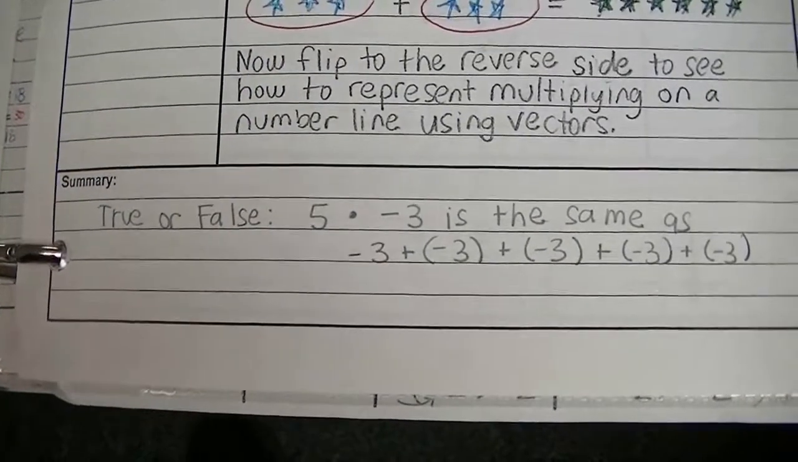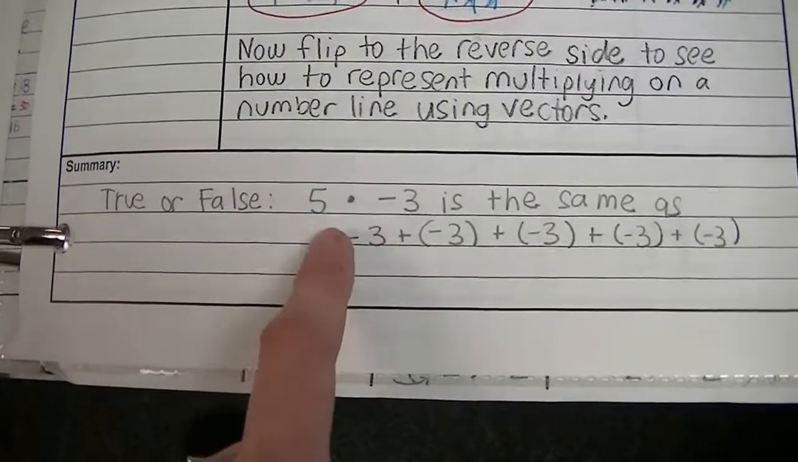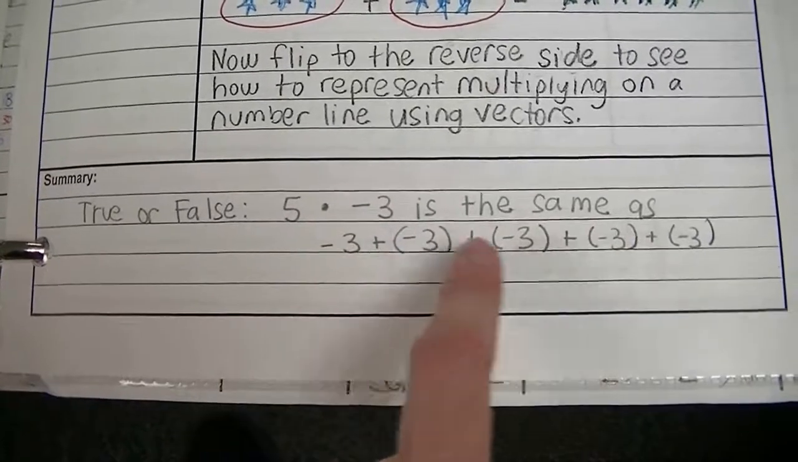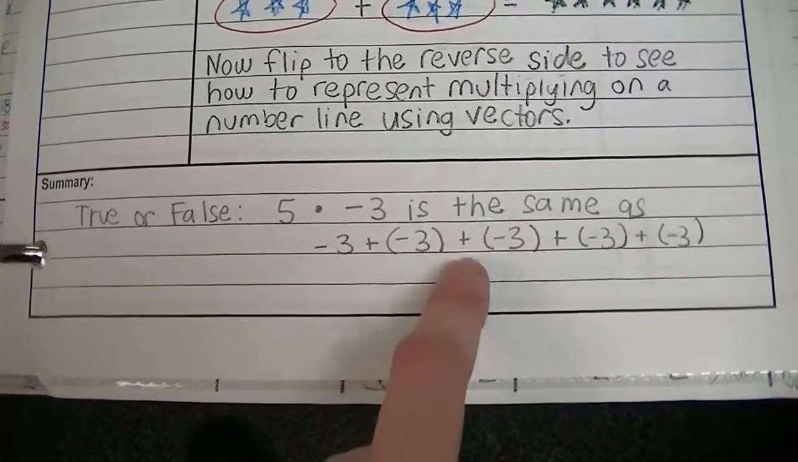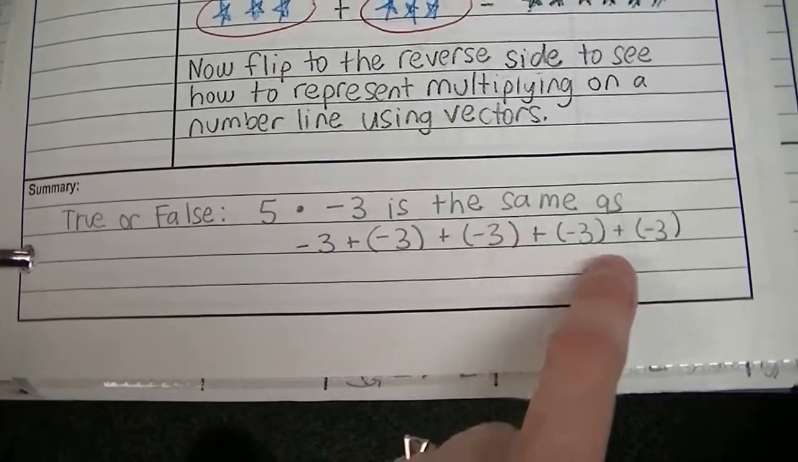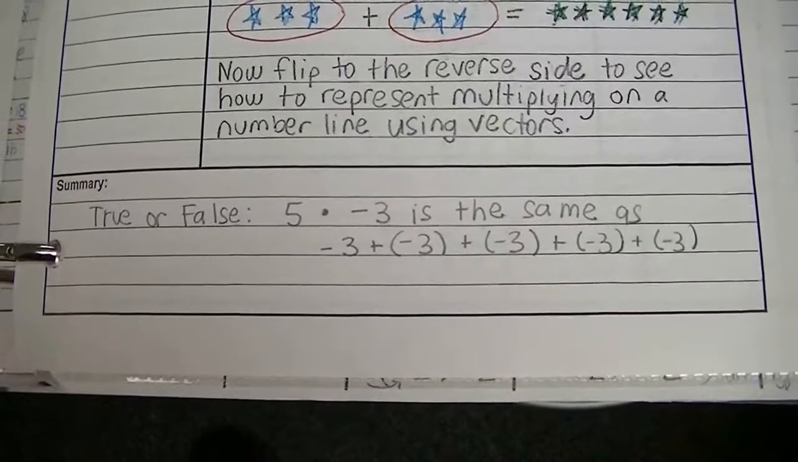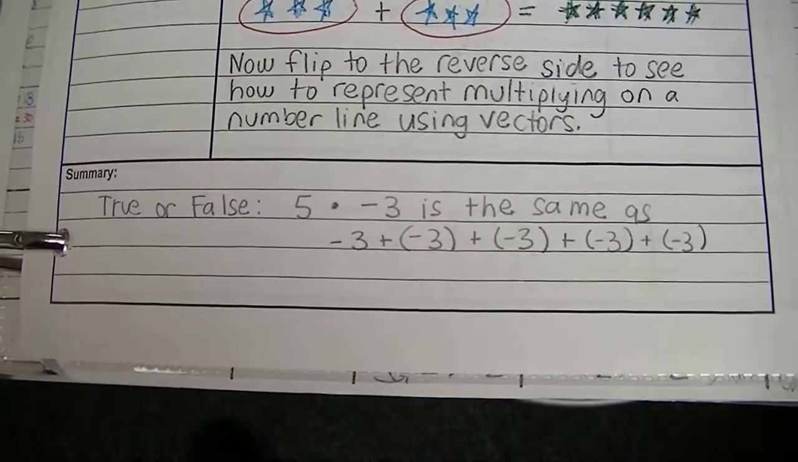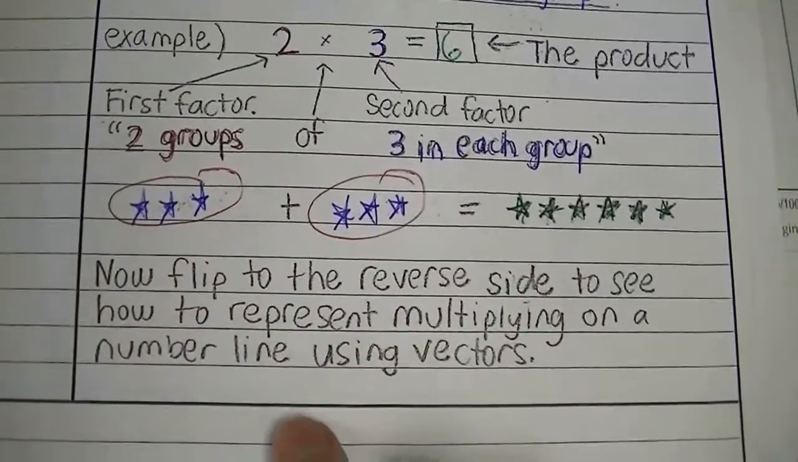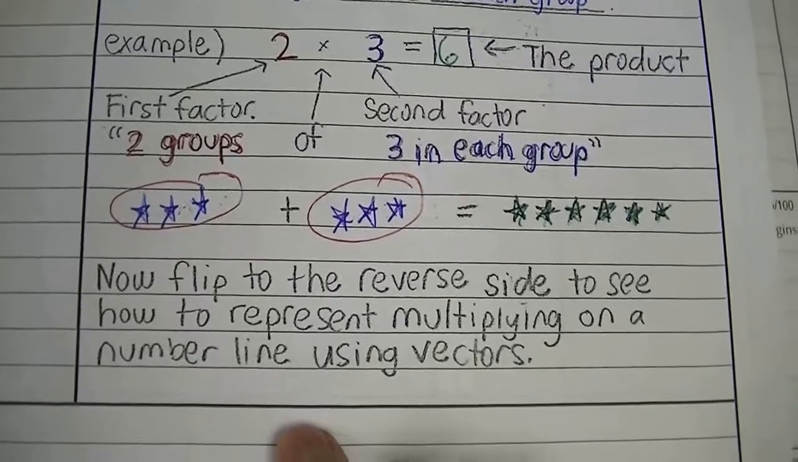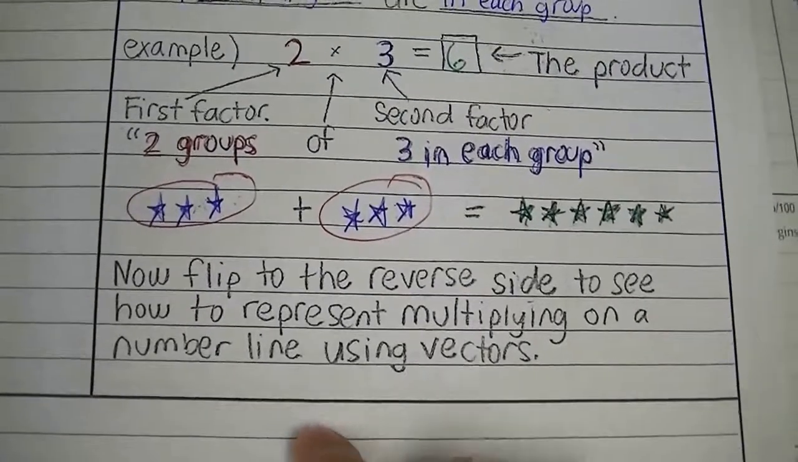I want you to write this out. True or false? 5 times negative 3 is the same as negative 3 plus a negative 3 plus a negative 3 plus a negative 3 plus a negative 3. Are those the same thing? Will you get the same answer? So flip to the reverse side to see how to represent multiplying on a number line using vectors.